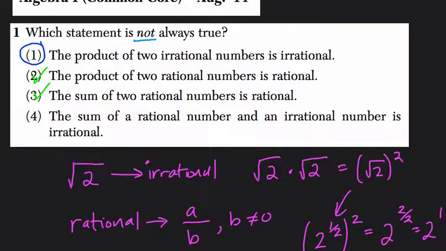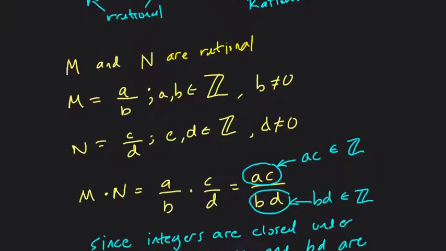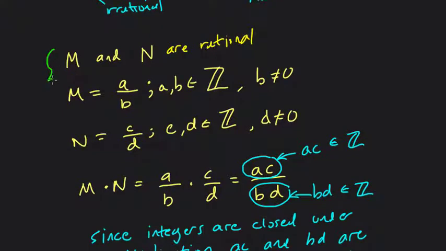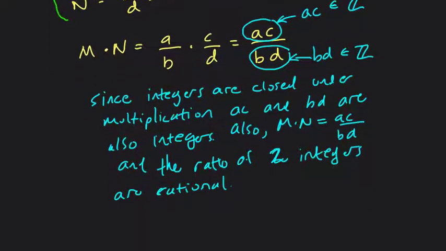This is also true. Now, the proof, again, assume we start with the same stuff. m and n are rational, so all of this is true. m is the ratio of two integers, so is n. What do we know about m plus n? What can we say there? Well, that would be a over b plus c over d.